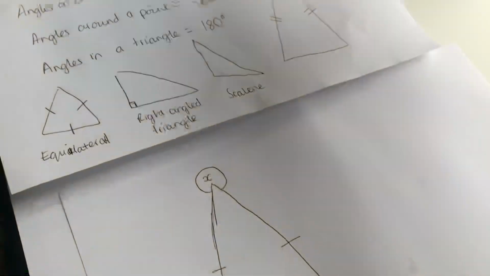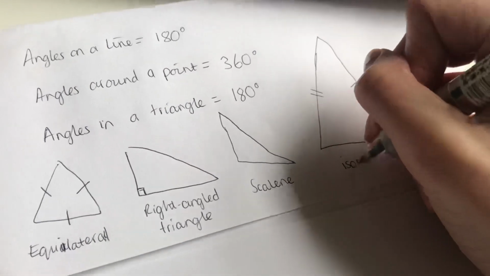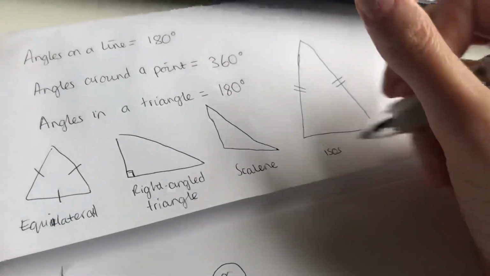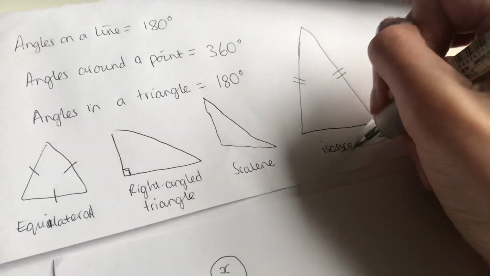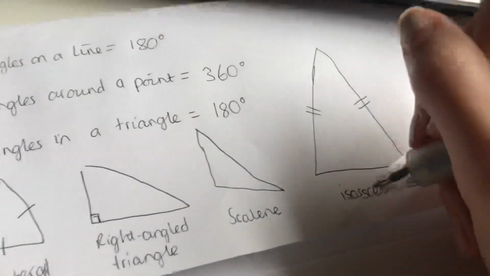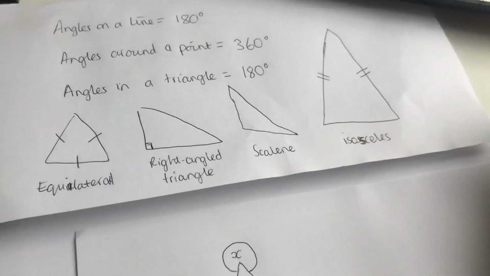Isosceles. Why are all the triangle names so hard to spell? I remember one of the children said that to me one year. Isos, celes. I always miss that. Oops, I put a double S in there. Oh, honestly. There we go.